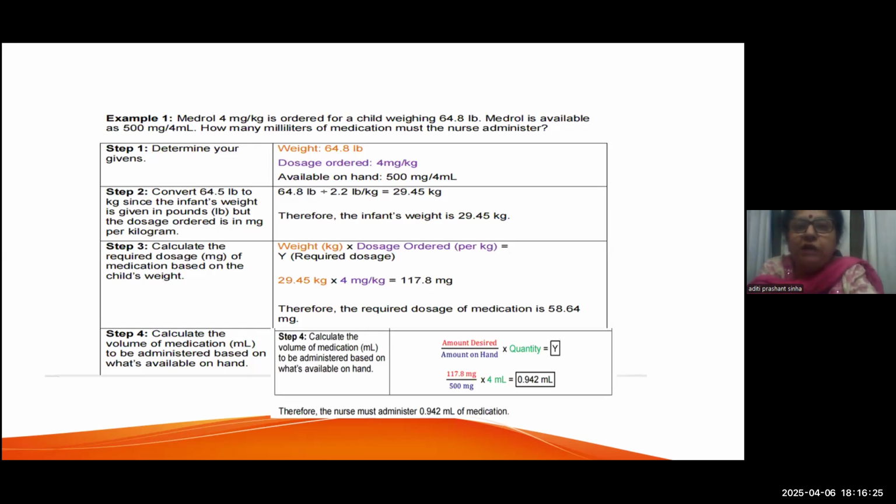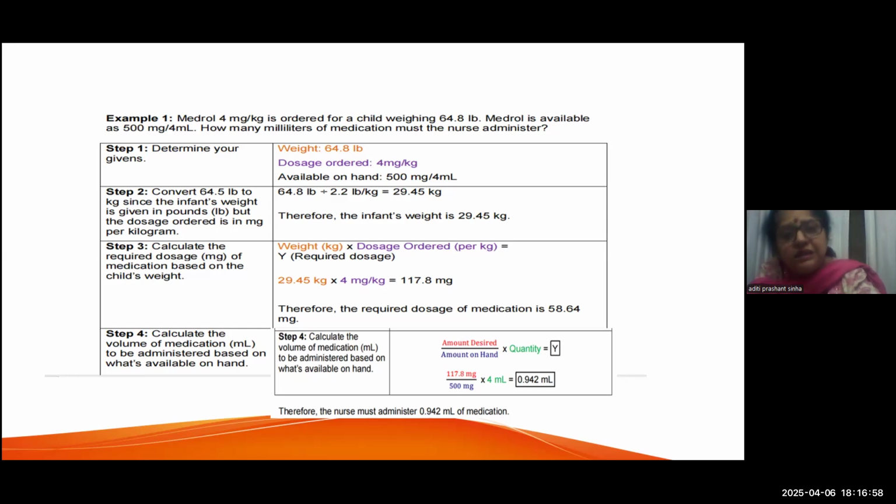In step 1, your weight is 64.8 pounds. Your drug ordered is 4 mg, and the available drug in hand is 500 mg. All that is clear, and the volume which is given is 4 ml. So now next, convert this weight. 64.8 to convert, that is divided by 2.2 pounds per kg, so that comes as 29.45 kg.